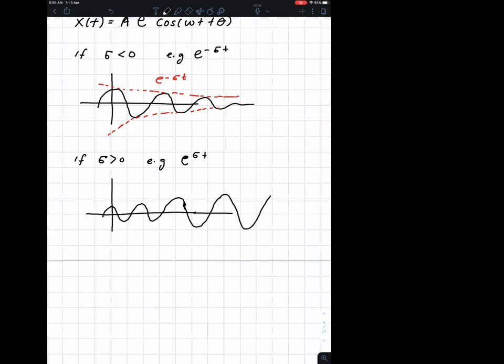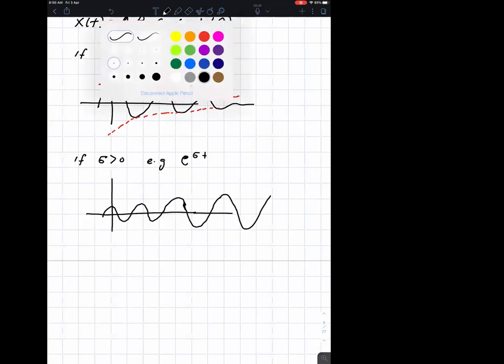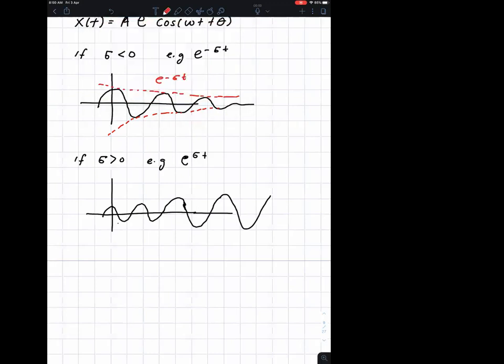The virus, luckily the virus is not going this way. We can see this is growing. It also has an envelope. The one that's drawn in red is called the envelope.